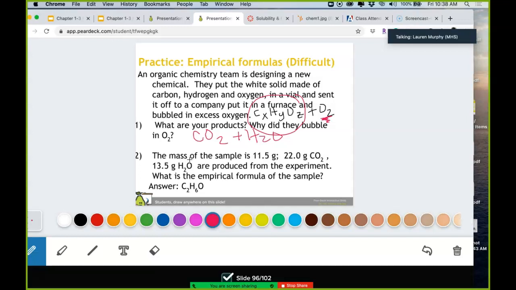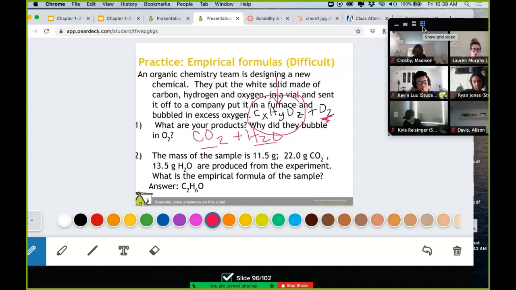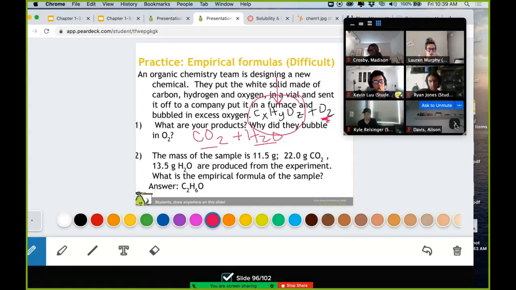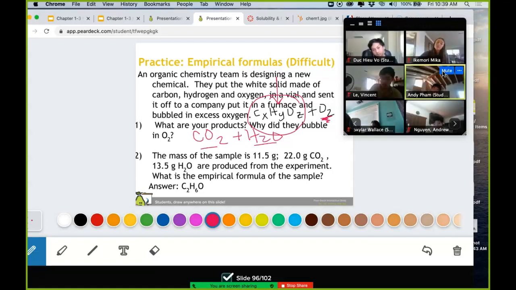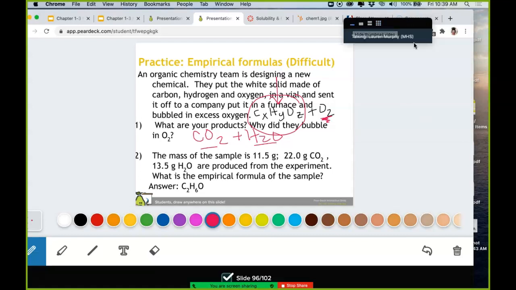If you look at the problem, they give you the mass of the sample, so they give you the mass of this guy, and then they tell you how much product is made. Now, you guys are used to being given reactants and trying to figure out products. So in this problem, we're technically working backwards. We're going to take our products to figure out who this guy is. So there's nothing wrong with that.